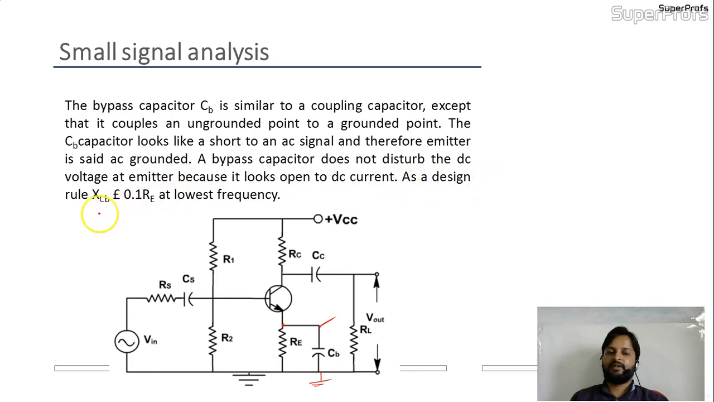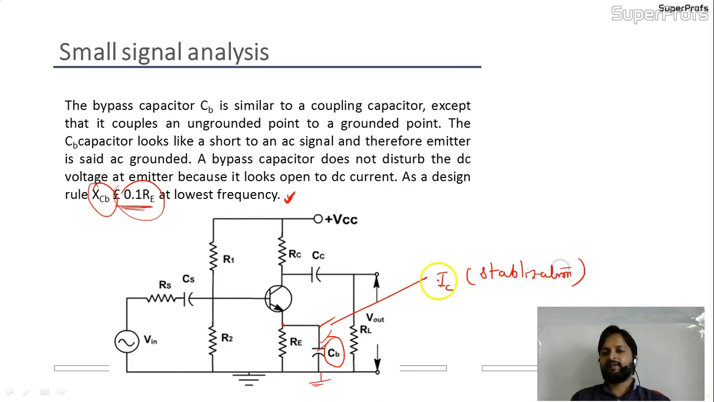As a design rule, XCB, means the reactance of this, should be 0.1 of RE. Means it is chosen like this, 0.1 of RE. It should be like this at lower frequency. So this is for stabilization, right? So this CB is actually used for stabilization of IC. IC stabilization. This is our fundamental goal, to stabilize IC, to make IC constant. So this CB will help in this way. Okay. So this is the function of CB.